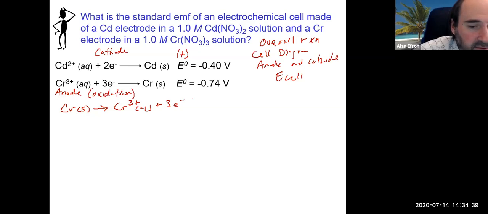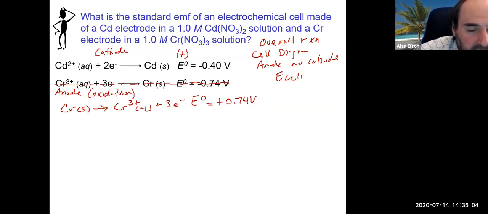And what does that do to our SRP value? Because we reverse it, it now becomes positive 0.74 volts. Okay. Now, in addition, we'll put a line through there. We're going to add our cadmium and our chromium together because we want the overall reaction.